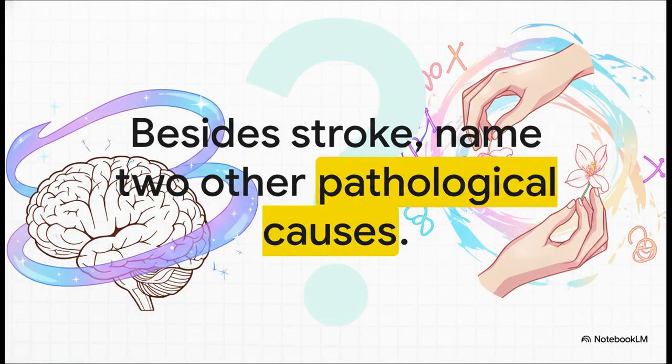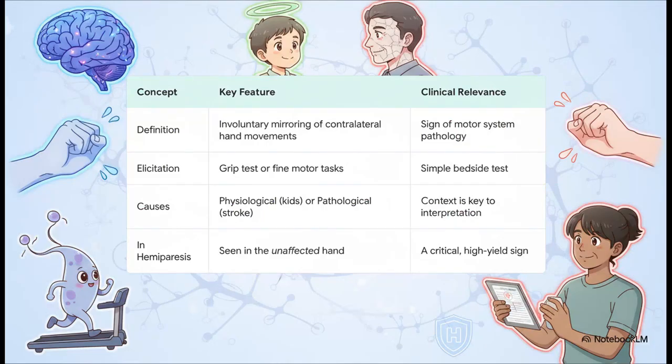Hopefully you've got a few that came to mind right away. Besides stroke, you could have mentioned Parkinson's disease, Kallmann syndrome, essential tremor, or a big structural issue like agenesis of the corpus callosum. And here's a quick summary table, perfect for some last-minute revision. Look, if you only take one thing away from this whole session, make it that last row. In a patient with weakness from a stroke, the mirror movement shows up in the unaffected hand. That is such a critical, high-yield clinical sign.